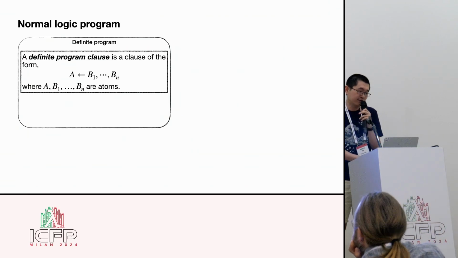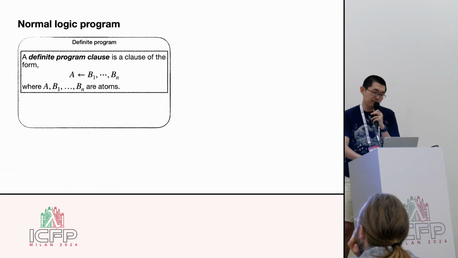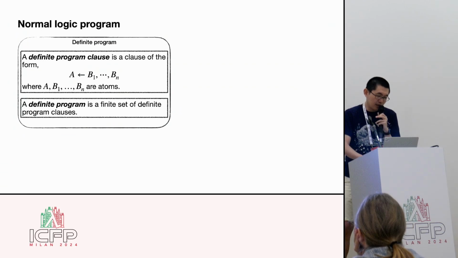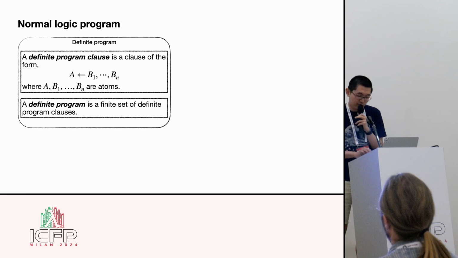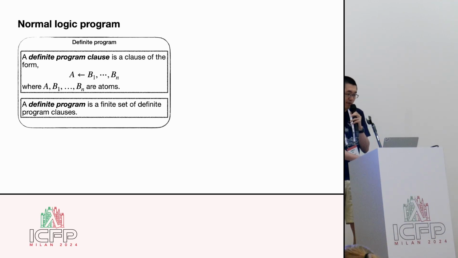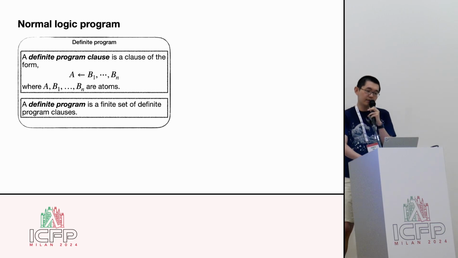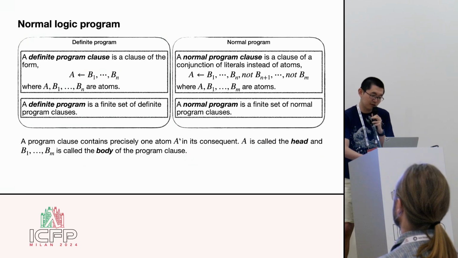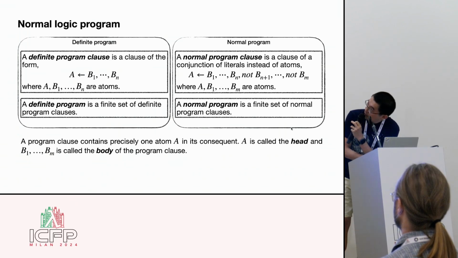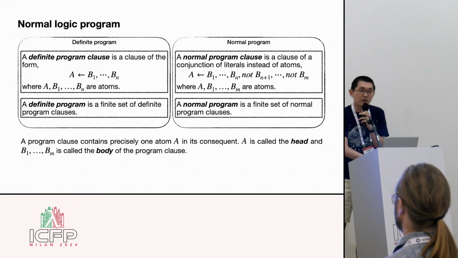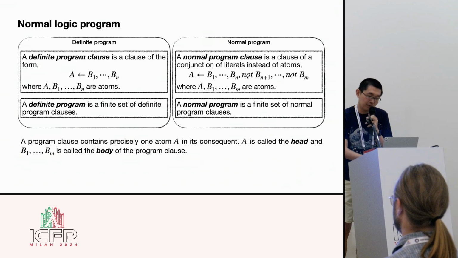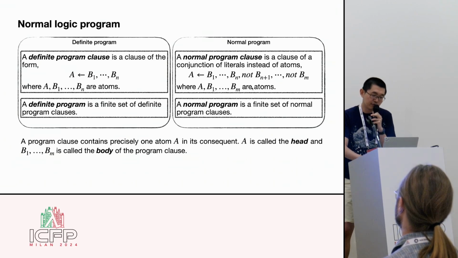It's like A as the head, with a body B1 till Bn, where they are all atoms. An atom can be evaluated as true or false, okay? Then all the definite program clauses can combine into a definite program. So for stableKanren, we actually support the normal program. A normal program is nothing special, but with this one, not, okay? The rest are the same. So A, B, they are all atoms, but with the not, the B becomes what we call literals. So this is what a normal program looks like.